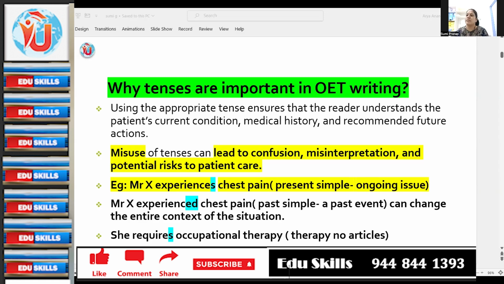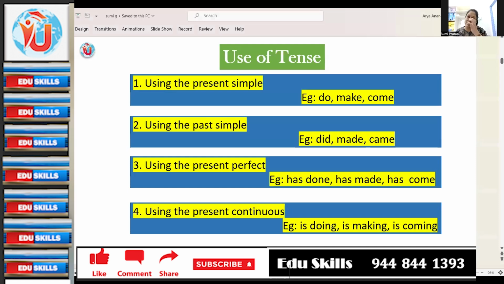Okay, so we will start the use of tenses. There are a lot of tenses, more than 10 tenses we have, but for the writing, I hope these four are enough: present simple tense, past simple, present perfect, and present continuous or progressive. Okay, so these four tenses are enough for us to score a grade A. Okay, one by one we can see that.